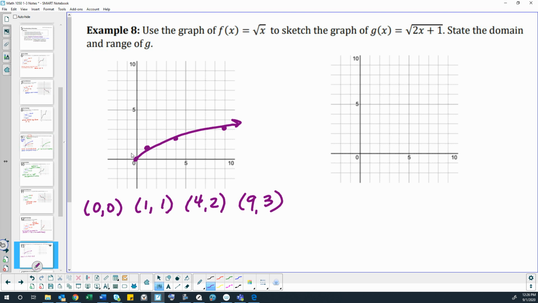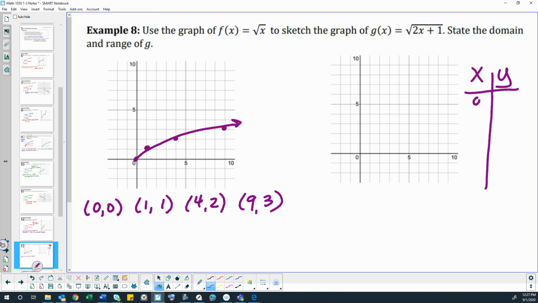Okay. You guys know how to make T-charts, right? They might become your best friend in this class. Let's use the same x values we have here, just for fun. See how they work out.